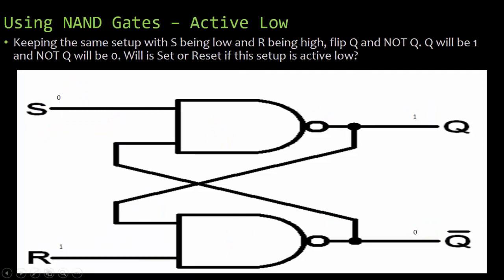Okay, keeping the same setup with S being low and R being high, let's flip the value of Q and not Q. Q is going to be 1, not Q is going to be 0. Will it set or reset if the setup's active low? Because this is another possibility. Just for kicks, let's run R first this time. It doesn't matter which one you run. 1 and 1 becomes 1. We hit the inverter, we get 0. 0 and 0 give me 0. I hit the inverter, which is 1. So it stays inside the set state.